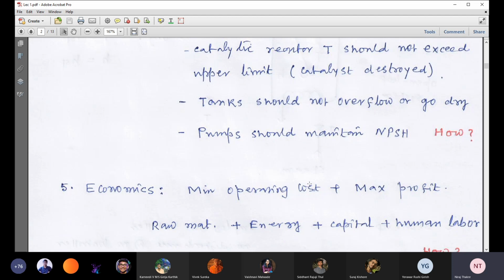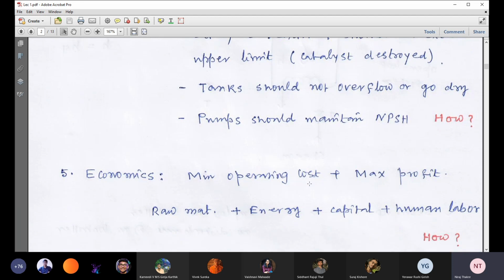Now the last point is also one of your friends told regarding this point. I mean, this point is mainly saying that we need to minimize the operating cost. And definitely at the same time, we need to maximize the profit. This is the last point. Above all, profit is a very important part for the investment.